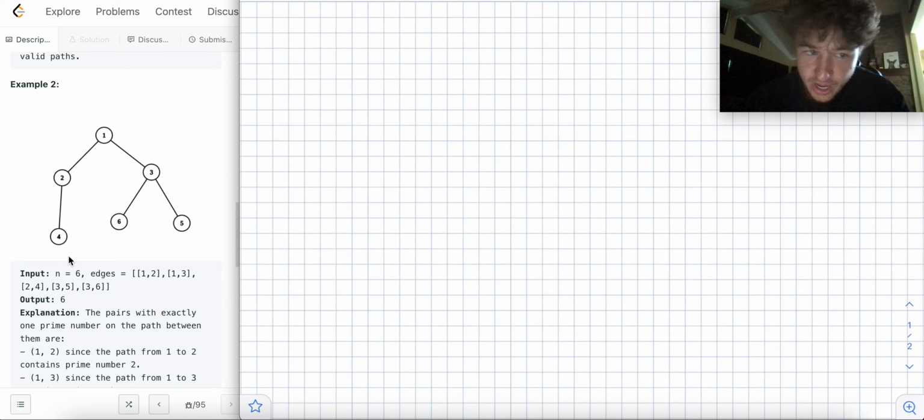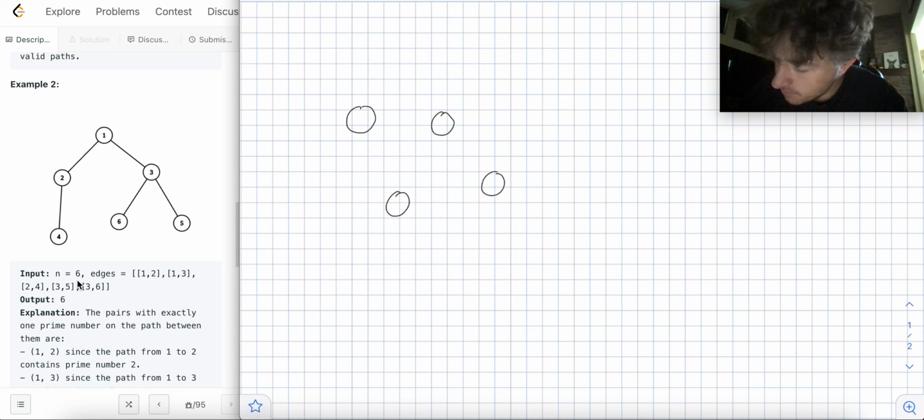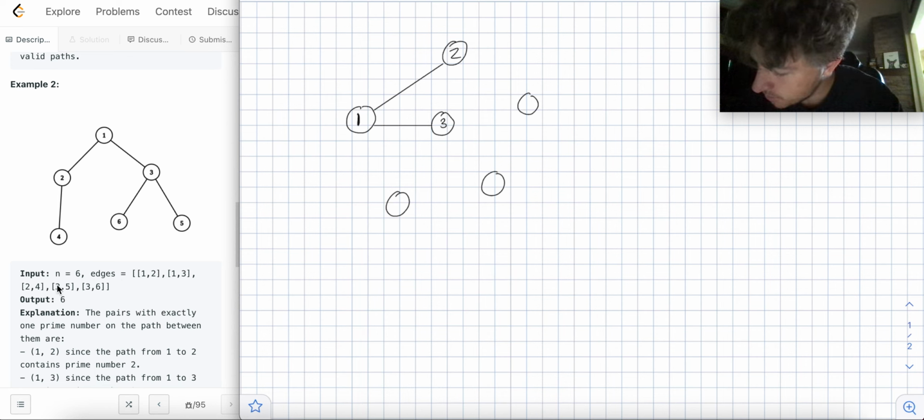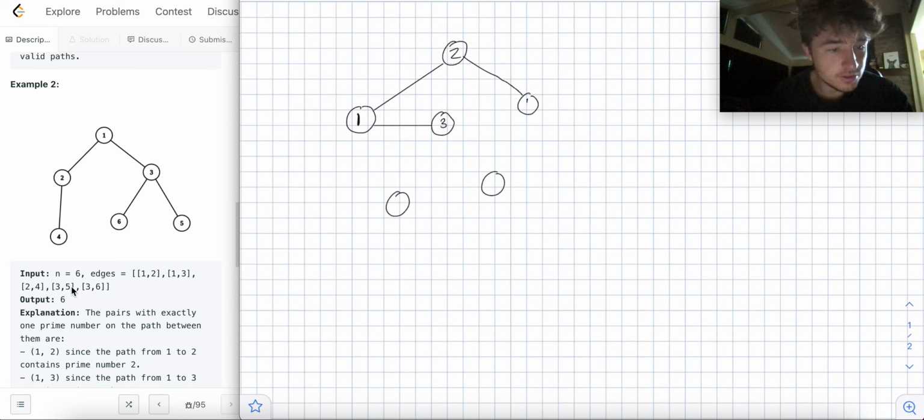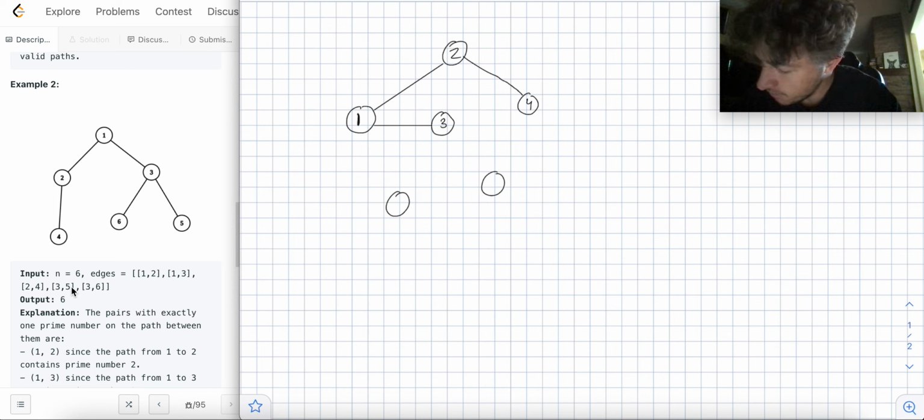Okay, so we have our edges, we have our nodes, so we have 6 nodes. So that's how you kind of look at this. I'm going to draw those 6 nodes: 1, 2, 3, 4, 5, 6. 1 connects to 2, so I'll put 1 here, 2 here, and there's a connection between them. 1 connects to 3, so I'll put 3 here, connection between them. 2 connects to 4, I'll put 2 here, 4 here. 3 connects to 5, okay, I'll put 5 here, and 3 connects to 6, and I'll put 6 here.